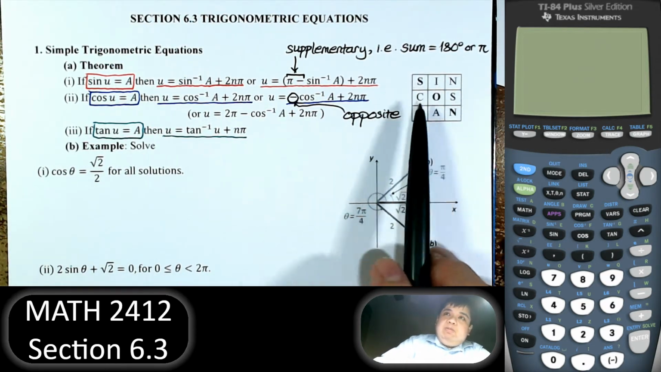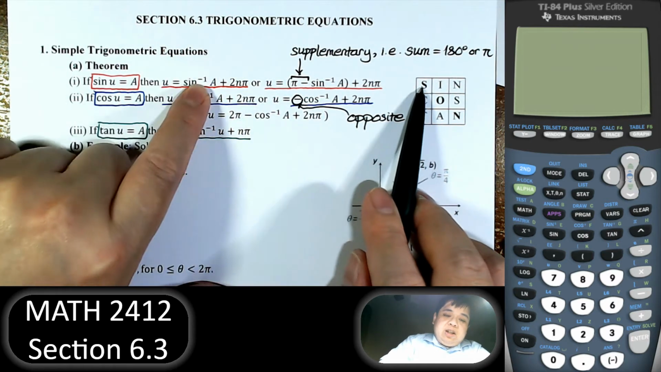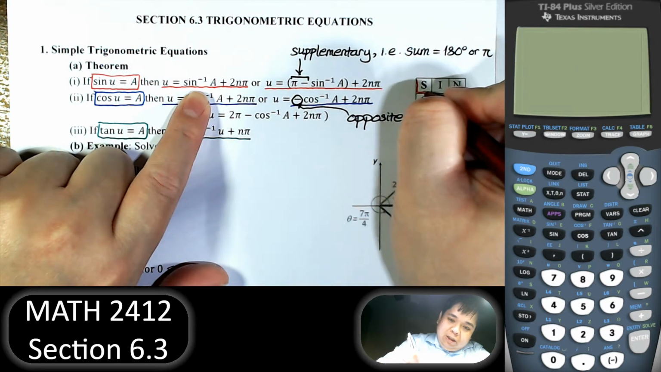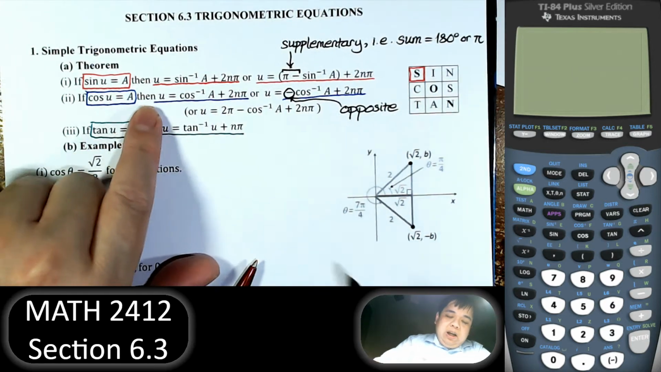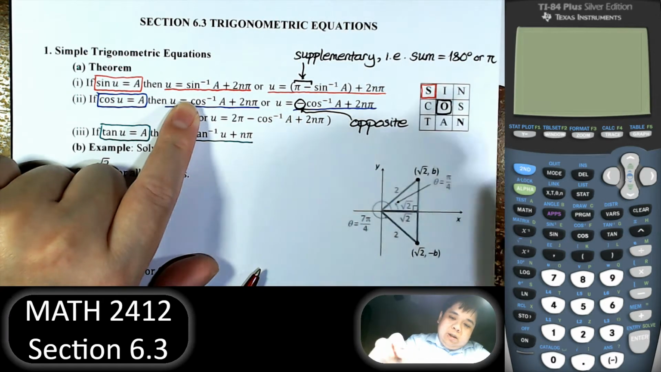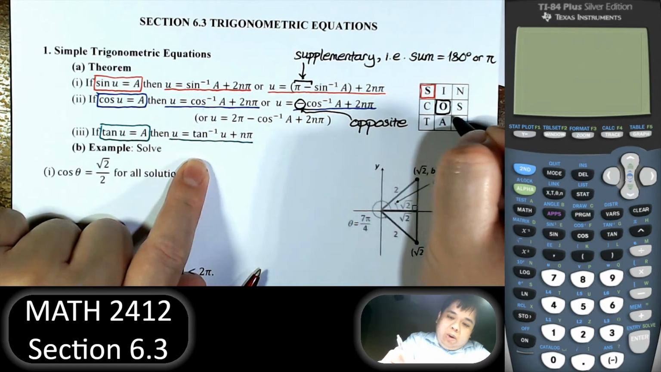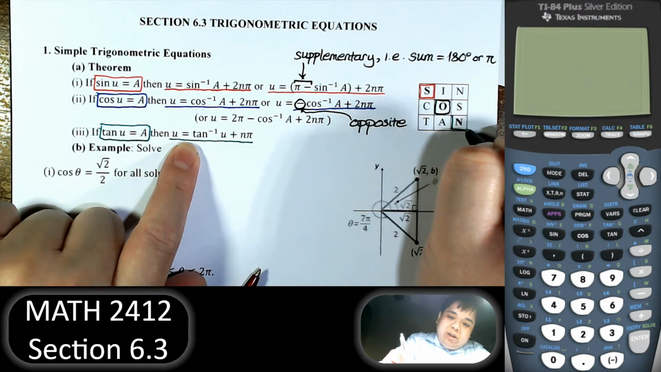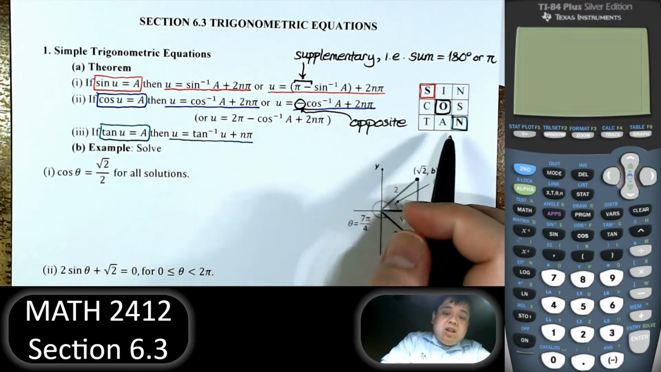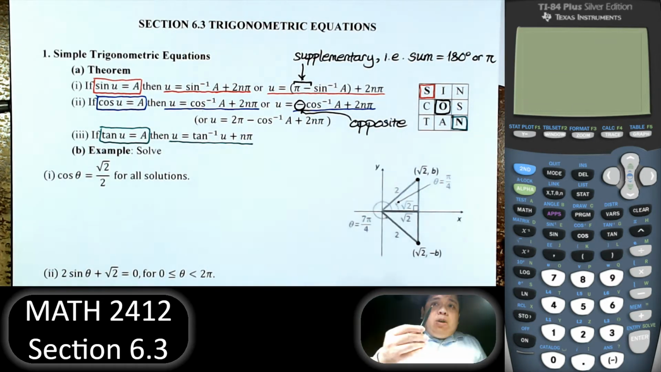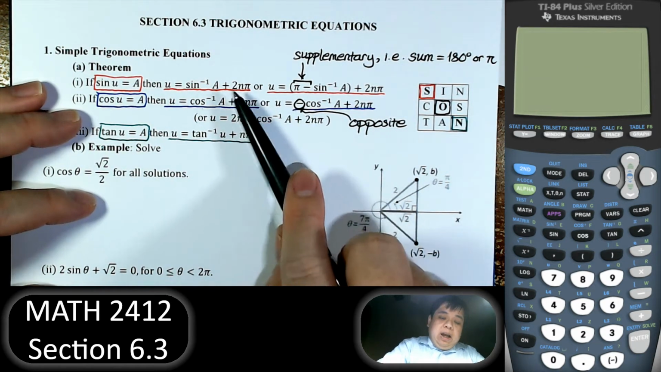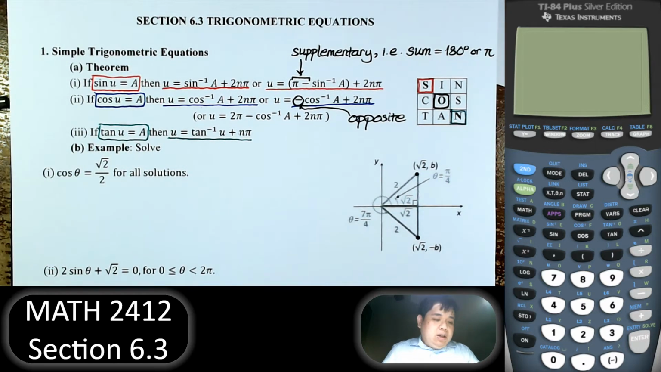So I have this mnemonic here. Sine, we will have the sine inverse along with the supplement. Cosine, along with the inverse, we have the opposite. And tangent, along with the inverse, there's nothing else. It's just the inverse. But the period is just pi, so we have n pi. Of course, if we have degrees, then we will use 180 instead of pi and 360 instead of 2 pi.